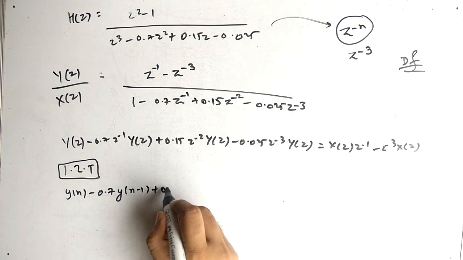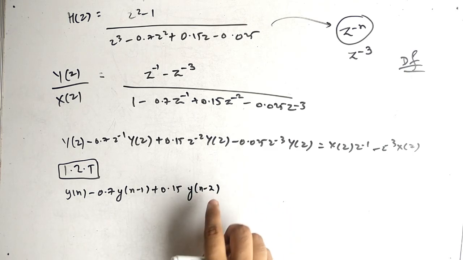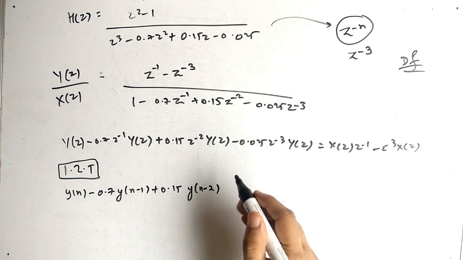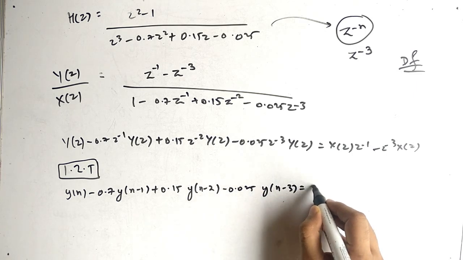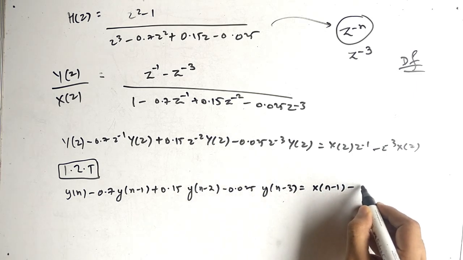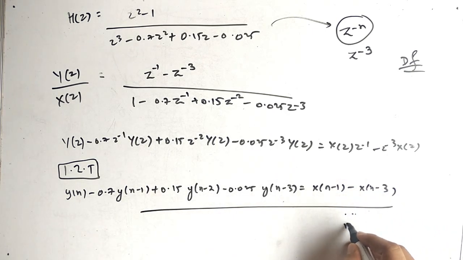What will be next? The constant 0.15 will remain as it is. Now y(n minus 2), minus 2 because of z to the power -2. Similarly for the rest: y(n minus 3), x(n minus 1), x(n minus 3). So this is the difference equation.